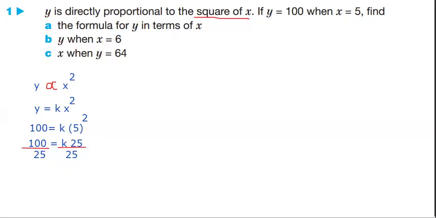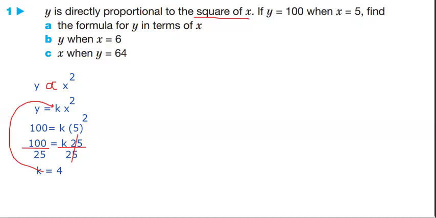Now 25 over 25 will cancel each other, like this. And then 100 divided by 25 will equal 4. This means that k equals 4, like this. Now we found the value of the constant. We're going to take it back here and put it instead of this k. And by doing that, we will have our formula.